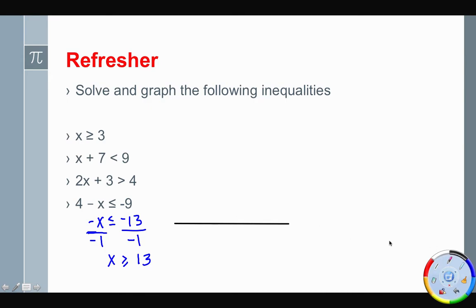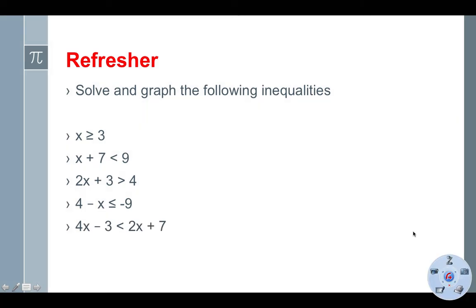And we would graph this again as starting at 13, putting a closed dot because it's equal to, and going to the right. All right, so that is one rule you have to remember for inequalities when you're solving them. If you divide or multiply both sides by a negative number, you must flip the inequality.